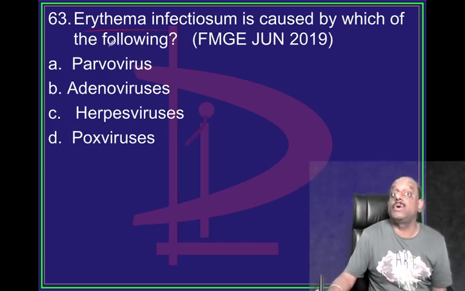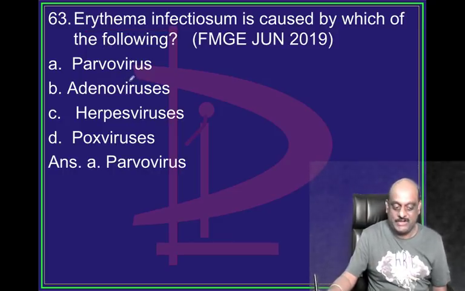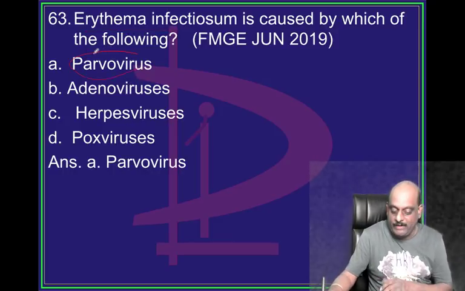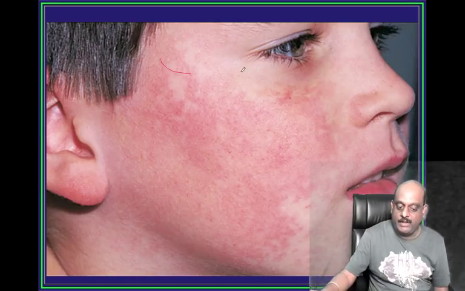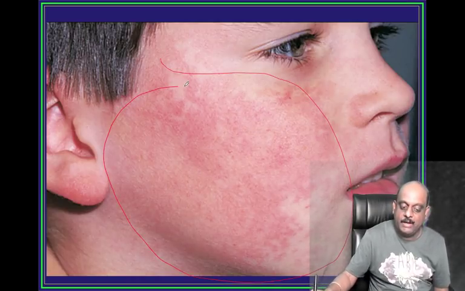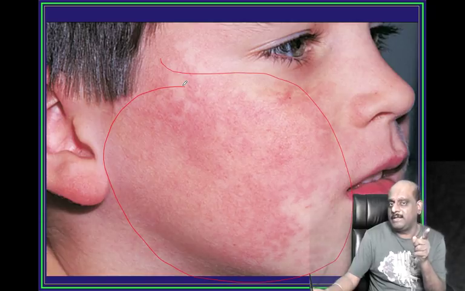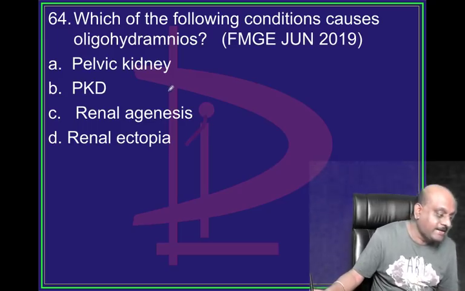Erythema infectiosum. Easy question, caused by parvovirus. So what is this called, doctor? Slapped cheek appearance. Definitely it will come in tomorrow's exam.